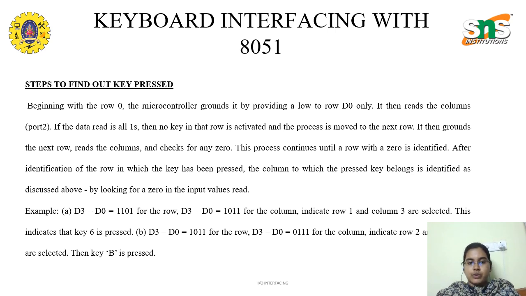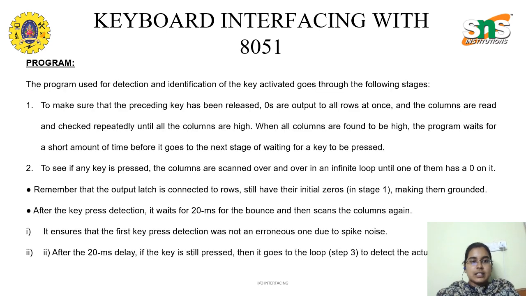Another example: for D0 to D3, that is for the row, 1011. So it indicates row 2, right? And for D3 to D0 for the column, 0111. So it indicates column 3. So here the key pressed is B. So in this example, we can get a clear picture of how this matrix works, right? Now we are getting into the program.